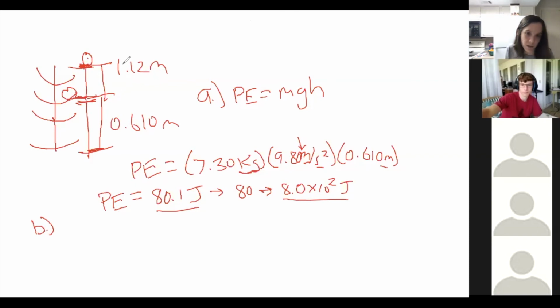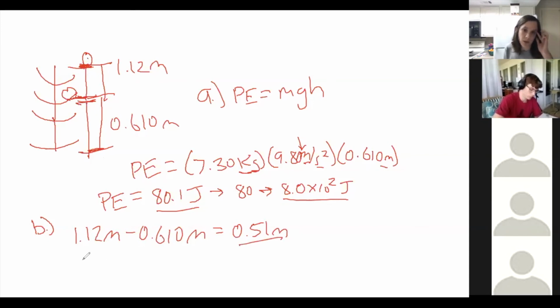It's the difference between 1.12 meters and 0.610 meters. So if we were to do 1.12 meters minus 0.61 meters, that would give us a difference between these two heights, and that would give us a height right here, which it moved through to be pulled from here up to the shoulder. So we do 1.12 minus 0.61, and that gives us 0.51 meters.